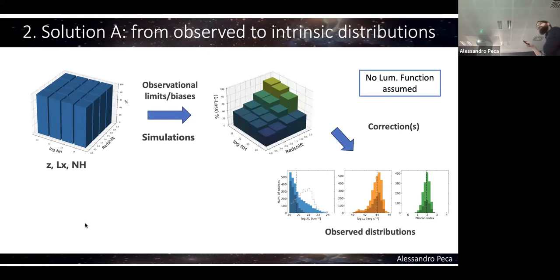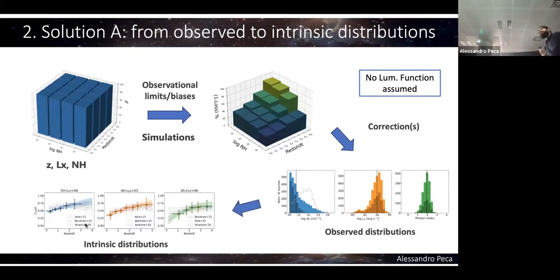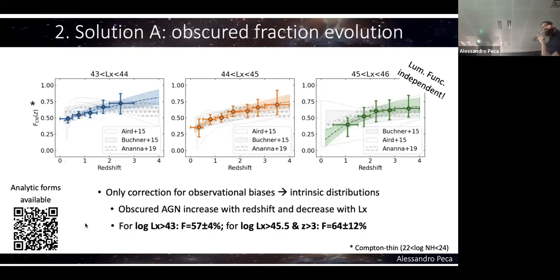And here is just an example to show you our distribution of absorption, LX, and gamma. And the result of that is we had intrinsic numbers. And when I say intrinsic numbers, it means that we were able to analyze what we see in the data, but also what we don't see because we missed that. And once we had intrinsic numbers, this is one of the things we did.